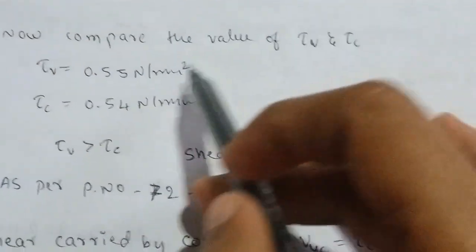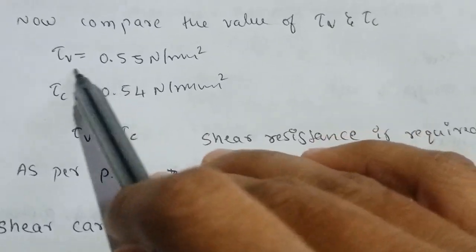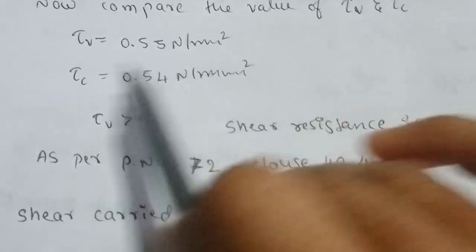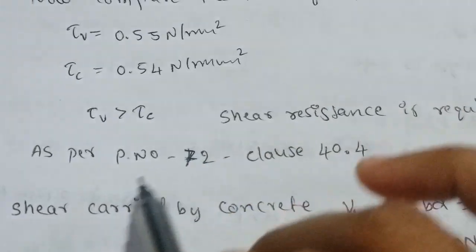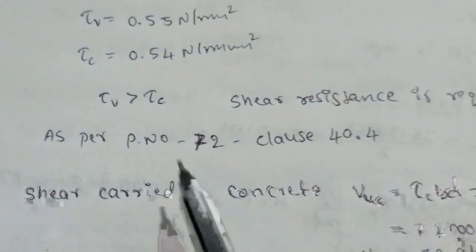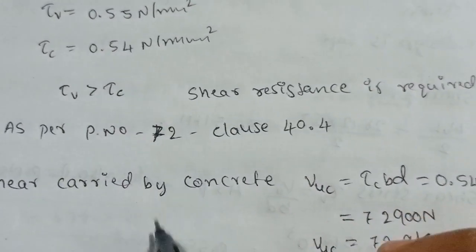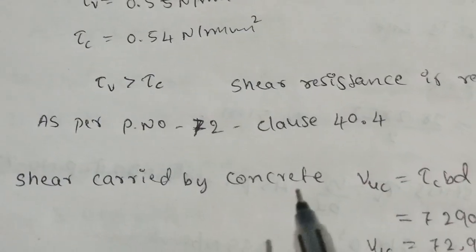So now the next step is to compare the value of tau v and tau c. Our tau v value is 0.55 Newton per mm square and our tau c value is 0.54 Newton per mm square. So our tau v value is greater than tau c value. So when tau v value is greater than tau c, the shear reinforcement is required. So we need to calculate.